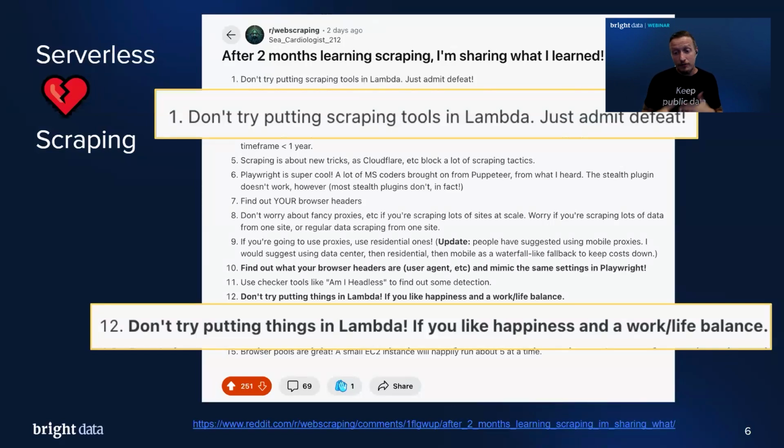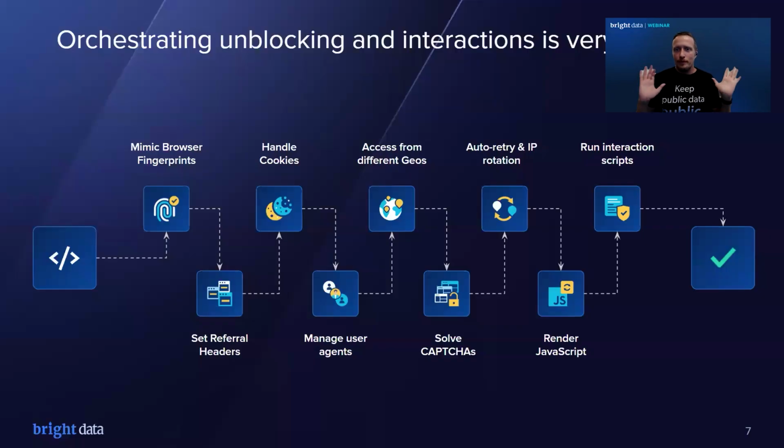As you can see, if you read about it, it gets very complicated on a large scale. I just wanted to throw it out there: if you like happiness and work-life balance, don't try to do it. There are better ways of going about it. Orchestrating, unblocking, and interaction is very complex. This is basically the diagram of how things should go, right?